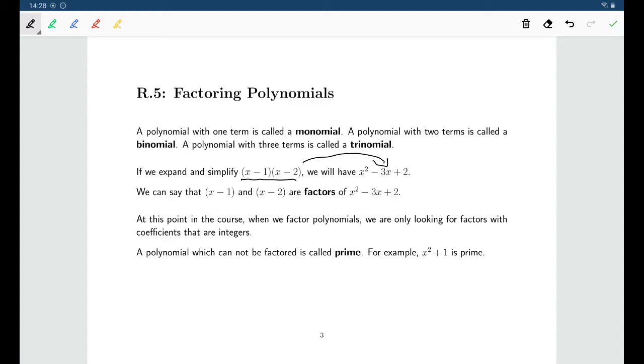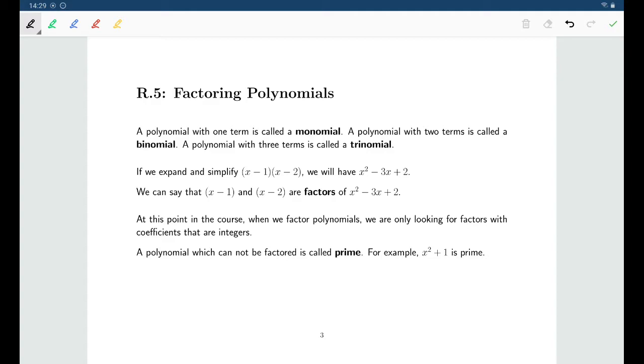Our goal is for any polynomial to find the factors. Now, at this point in our life, we're only going to be talking about factoring polynomials using factors that have integer coefficients. So we won't be interested in factoring things yet where maybe a coefficient happens to be a decimal number or happens to be a root. So at this point, when I say factoring polynomials, we're really only thinking using integer coefficients.